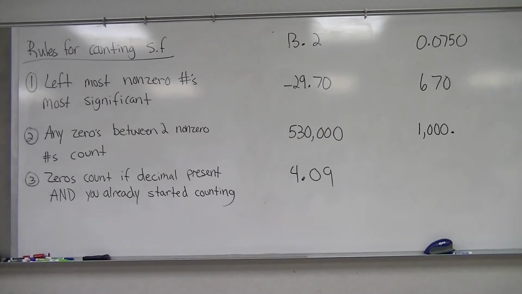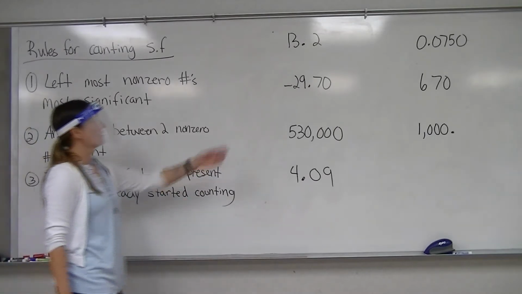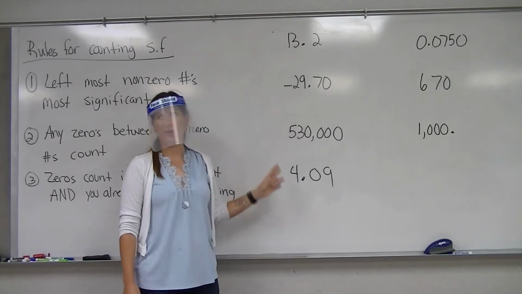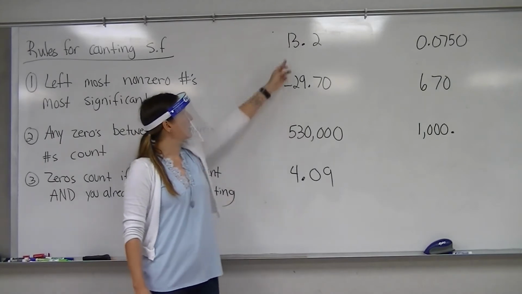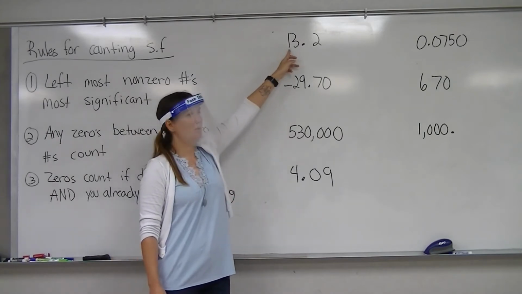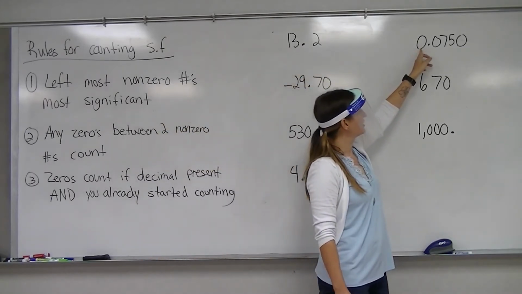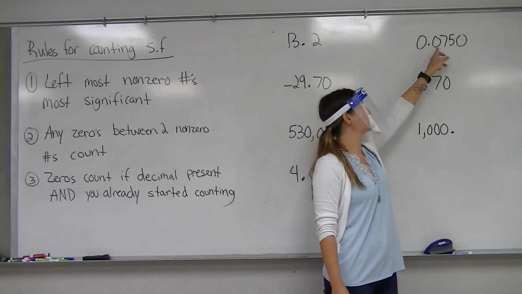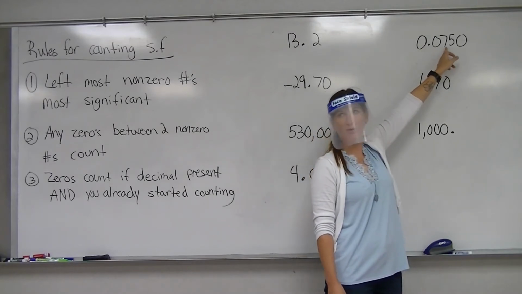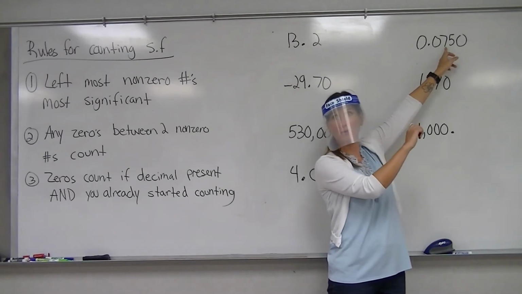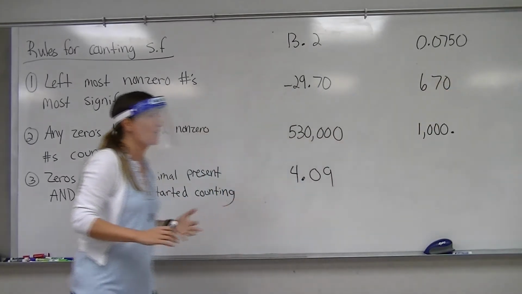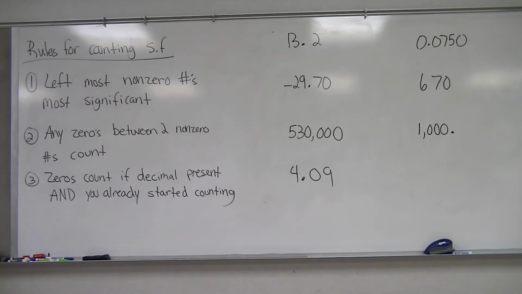The first rule is saying that the leftmost non-zero number is the most significant. Okay, that sounds a little confusing. All it means is the first non-zero number you see, that's where you're going to start counting. In this first number, the first non-zero number I see is 1. That's where I start counting. Over here, 0, 0, those don't matter. I have to start counting when I get to my first non-zero, so I don't start counting till the 7 in this number. So that's what rule 1 is telling you: find your first non-zero number, going from left to right, and that's where you start counting.